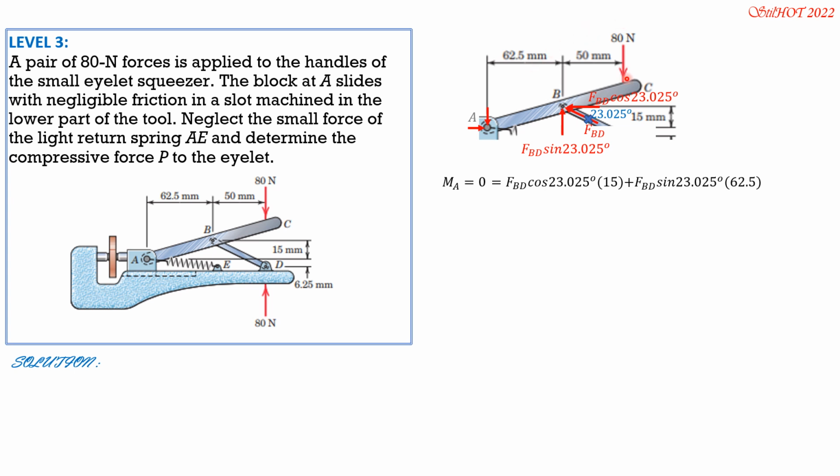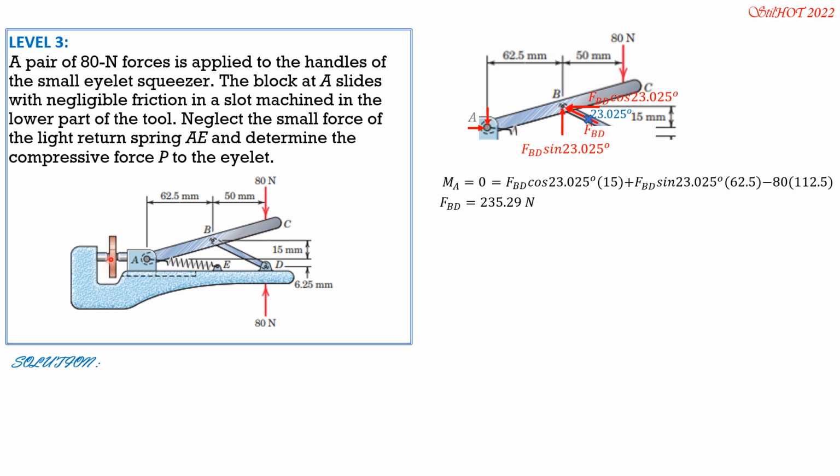Then minus 80 times 62.5 plus 50 is 112.5. So minus 80 times 112.5 mm. So it's only FBD that is the unknown in this equation. So we can solve for FBD using your calculator there. So FBD is 235.29 newtons.